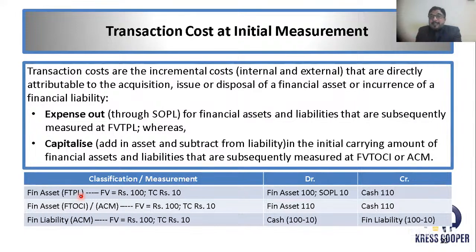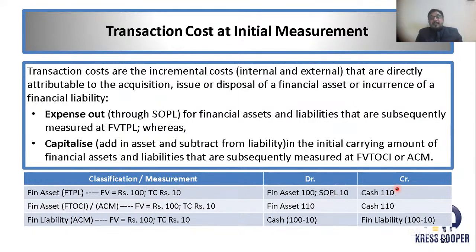give a criteria to measure it, like at fair value through profit or loss, or fair value through OCI, or amortized cost method. That's something we will discuss later. But as of now, we will just carry this concept that if subsequently the financial instrument will be measured at fair value through profit or loss, its related transaction cost will be charged to profit or loss. So financial asset debit, profit or loss debit, cash credit 110.